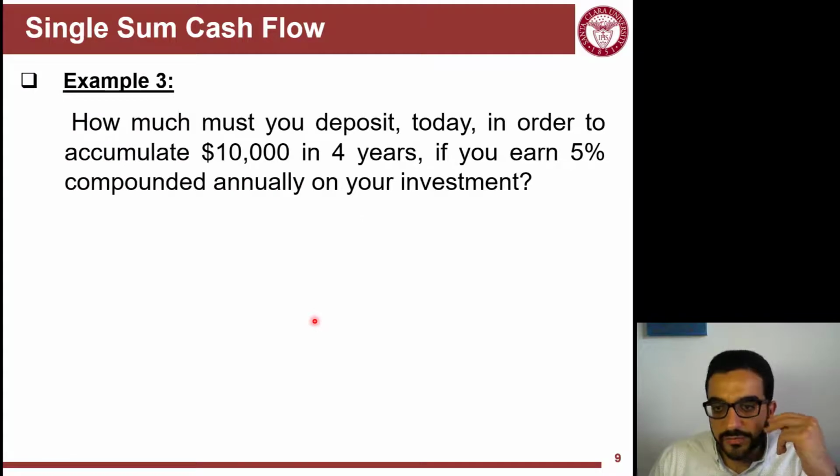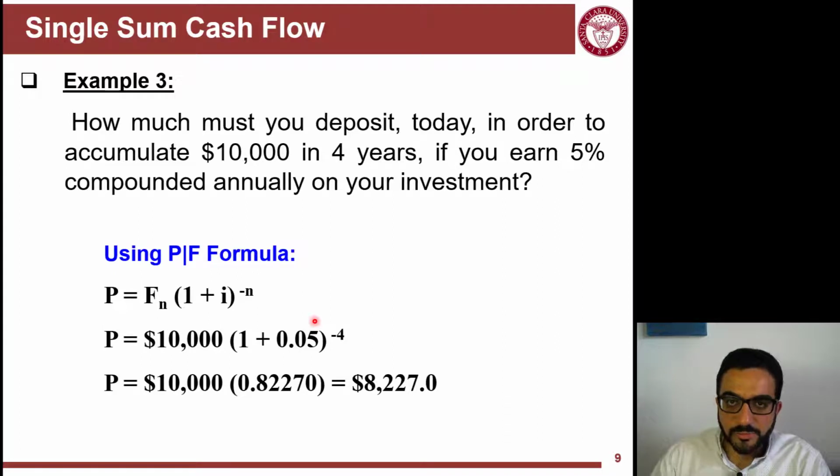Let's see the application of that. How much would you deposit today in order to accumulate $10,000 in 4 years if you earn 5% compounded annually in your investment? So I want to end up with $10,000 in my bank account 4 years from now. How much should I deposit now if I can earn 5% in this account? So here it's clear. I'm given F and I want P.